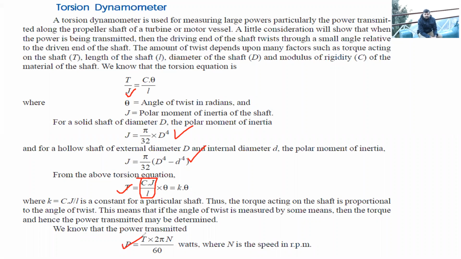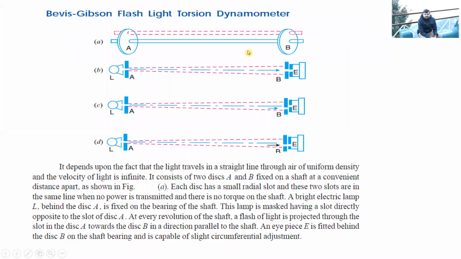Now, how will we measure this angle of twist? This angle of twist can be measured by an experiment which is called the Bevis-Gibson flash light torsion dynamometer. In this, what these two scientists did was they mounted two plates on the shaft, and they made one hole in both these plates.